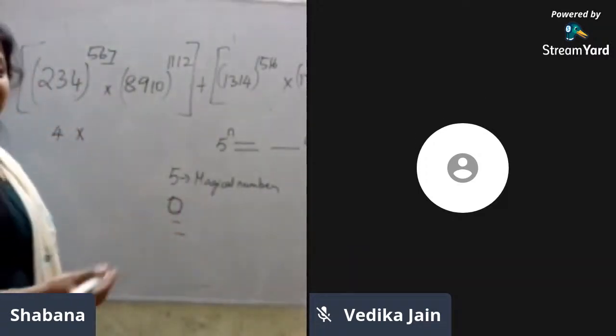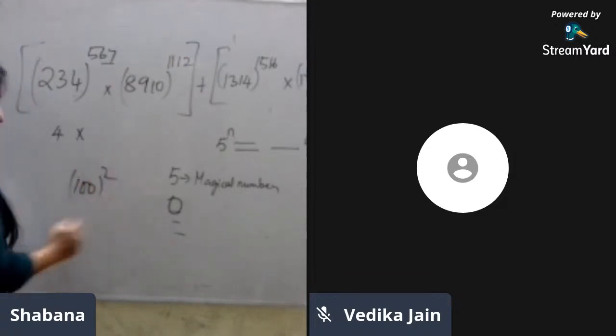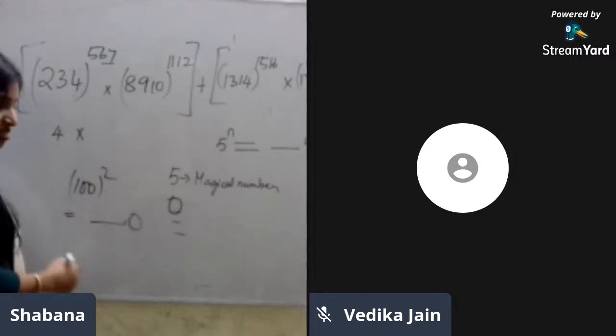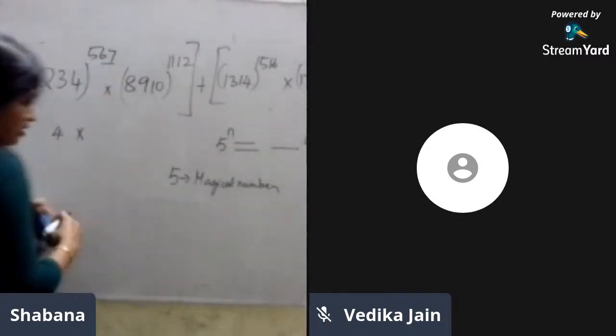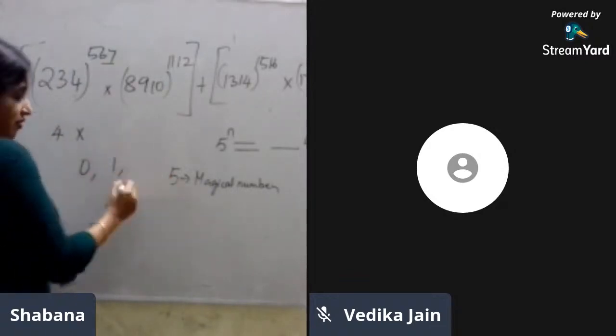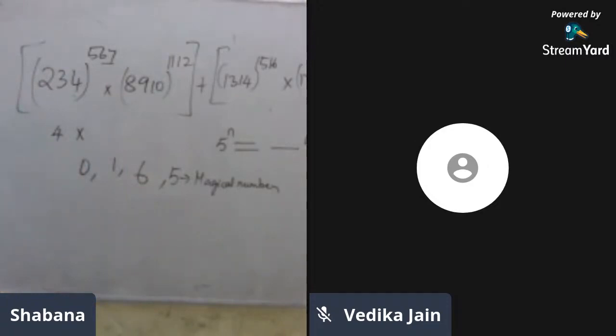No, ma'am. Okay, so the numbers are 0. 0 to the power of any number gives you 0 in your units place. Say 100, you take even its square, will have 0 in your units place. Similarly, 1 to the power of any number gives you 1 in your units place. So I'll take 0, 1, 5, and one more number, which is 6. 6 to the power of any number gives you 6 in your units place. So the magical numbers are 0, 1, 5, 6.